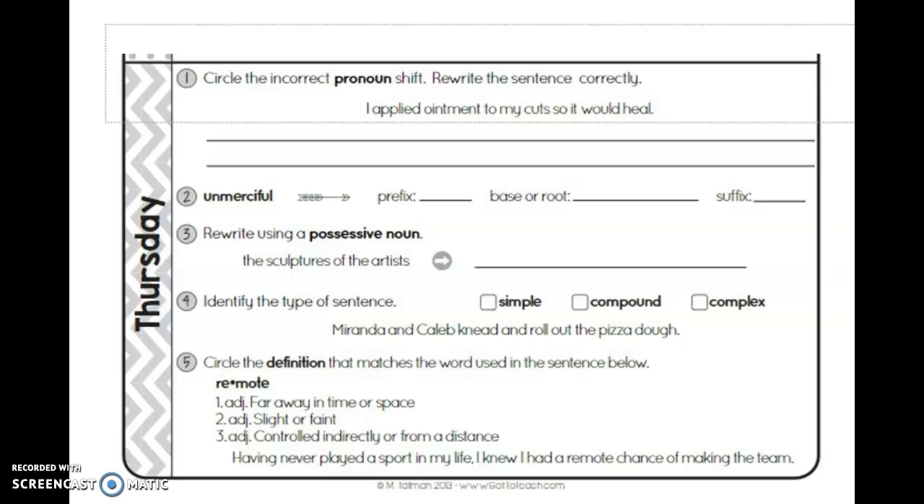And last but not least, for number five, you're figuring out the correct definition for remote. "Having played a sport in my life, I knew I had a remote chance of making the team." Or remote chance would mean what? If you are playing the sport, you've never played the sport in your life. So choose your best answer and type it in the box below.